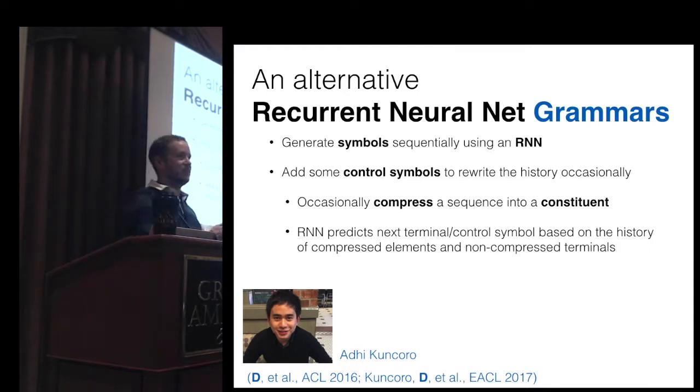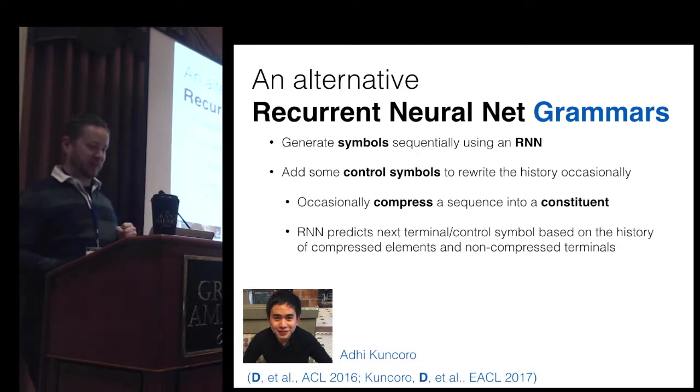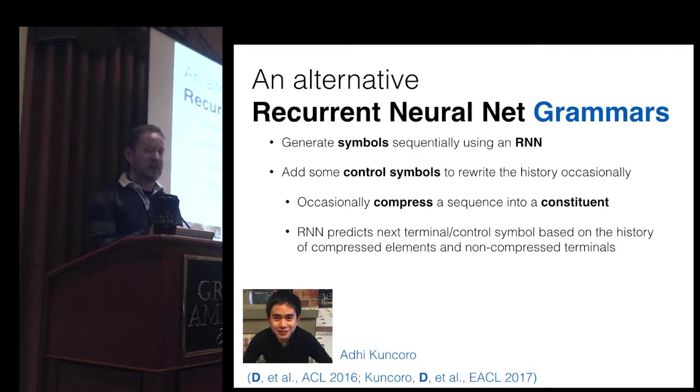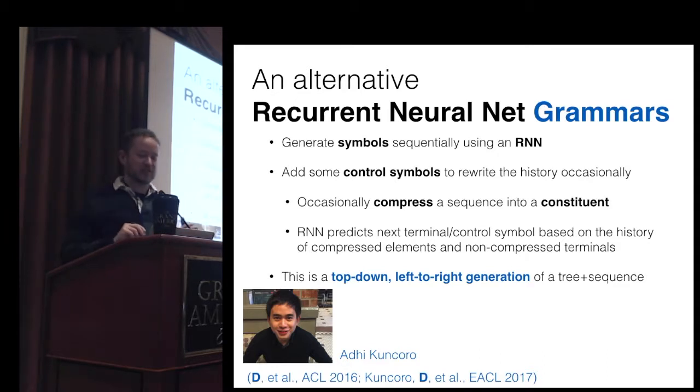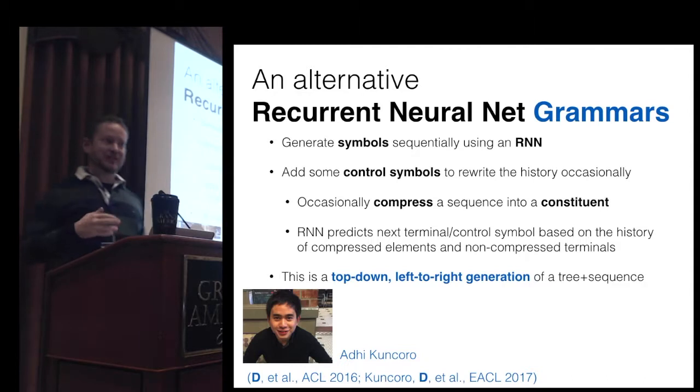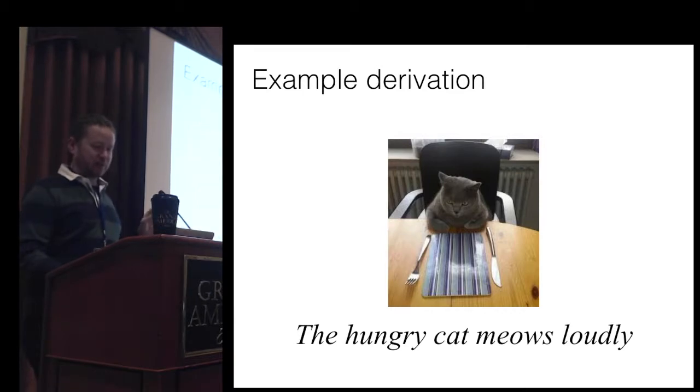And so rather than having, say, a sequence of 10 words on the stack, we're going to say, oops, all of those 10 words get reduced together, and they're going to be represented by a single complex symbol. And the RNN is going to alternate, predicting either terminals or control symbols based on the history of compressed elements and non-compressed terminals. And we're going to use a top-down, left-to-right generation of the tree and sequence. This has certain nice properties. You can use other build orders. You can do bottom-up. You can do left corner. We'll probably be writing a paper about some of these other alternatives at some point. But let's start with the top-down derivation.